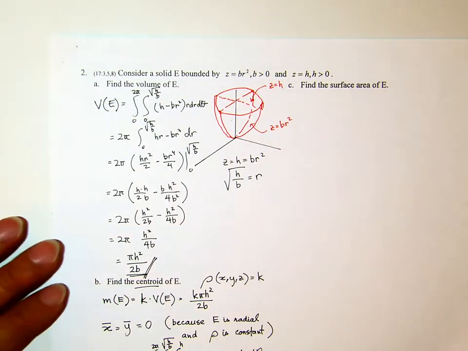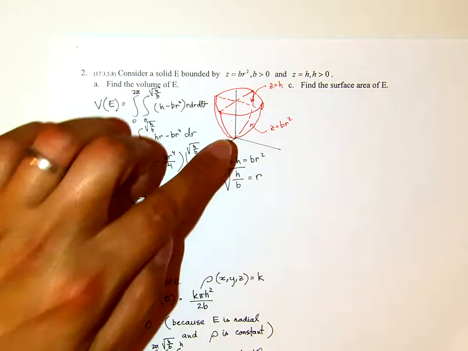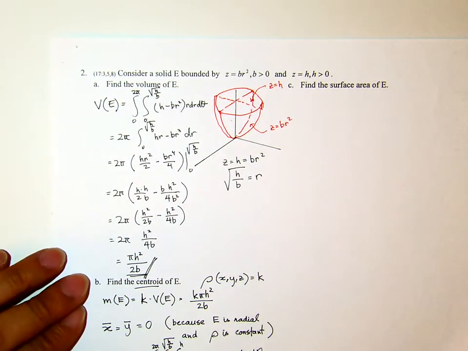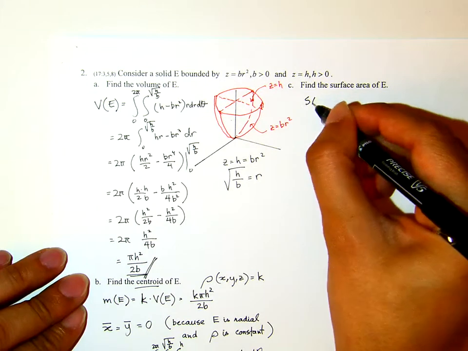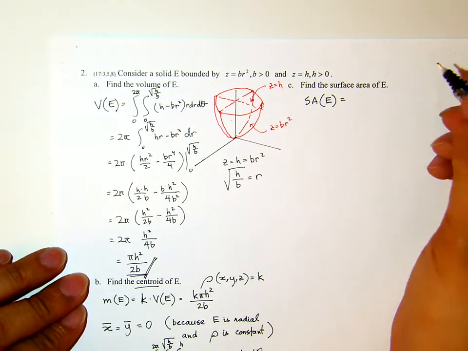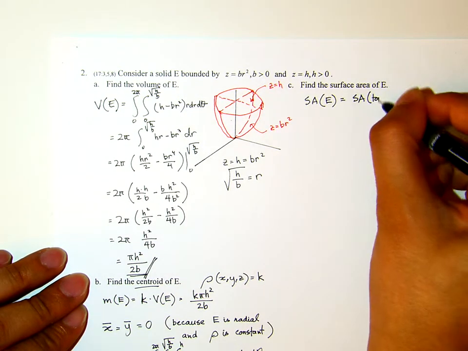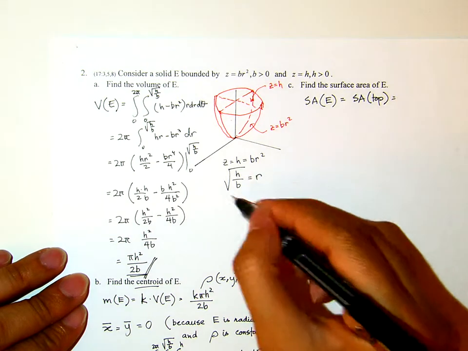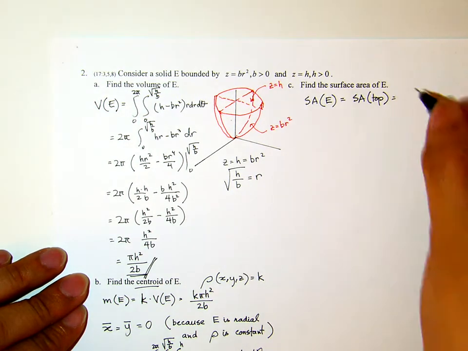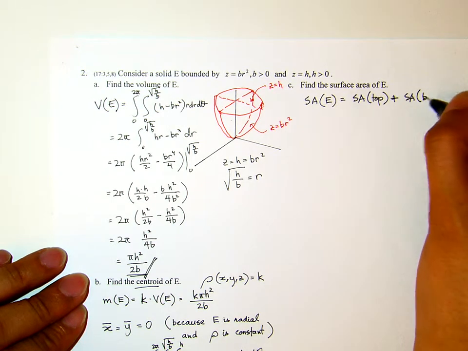The following is Summer 2011 Math 263 Test 3, number 2C. We have that solid there. And part C, the question is find the surface area of this solid E. Now, if you imagine the graph, this is actually the surface area of the top, which is a circle with radius square root of h over b, plus the surface area of the bottom, which is a paraboloid.